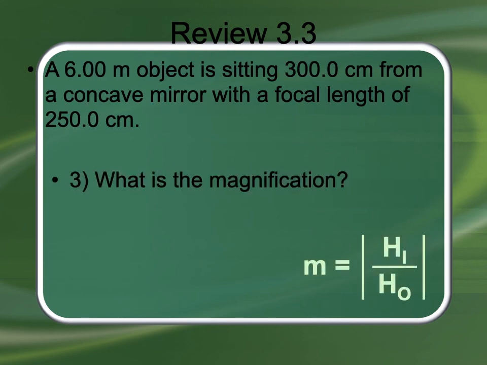Magnification then, there's our equation for magnification. What is the magnification? The magnification is the height of the image divided by the height of the object. 39.1 divided by 3, so we got about 13. So the image will be 13 times as large as the original object.